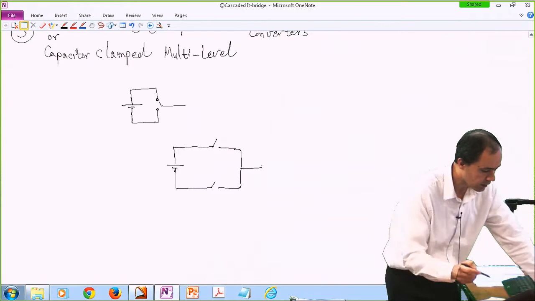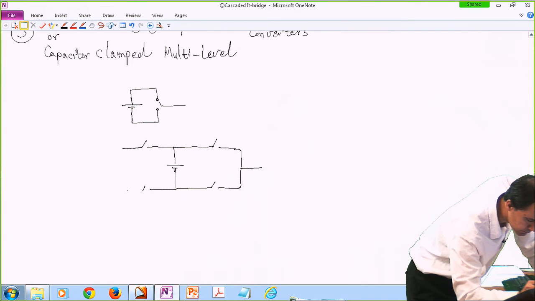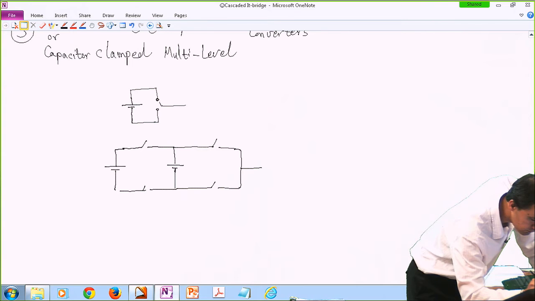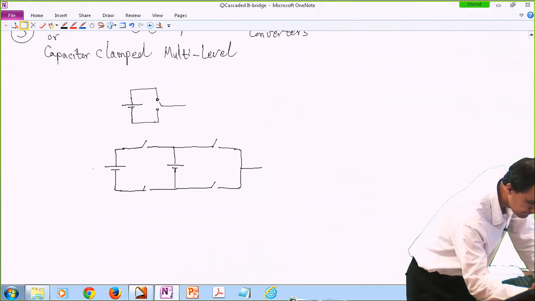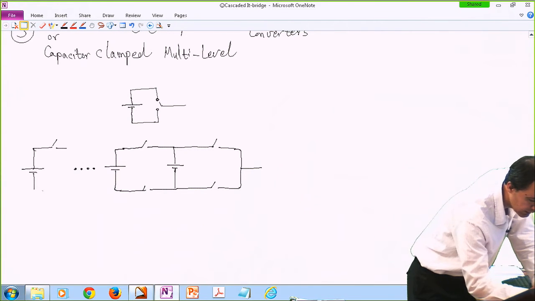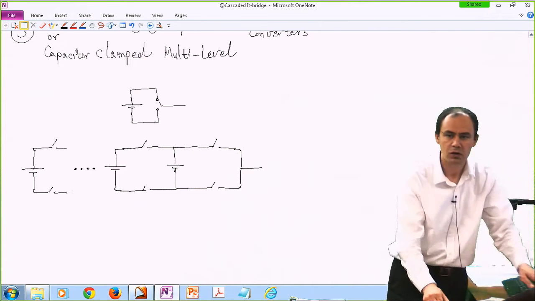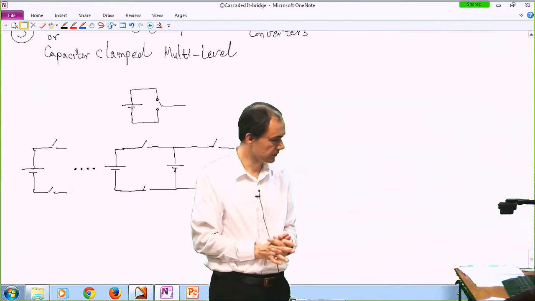And then I can repeat this structure over here. And then I have another source, and then keep going. On the left, you can keep adding sources, presumably independent sources, but later on we are going to see that we don't have a lot of independent sources available, so it's better to have a capacitor replacing most of them, except for one.